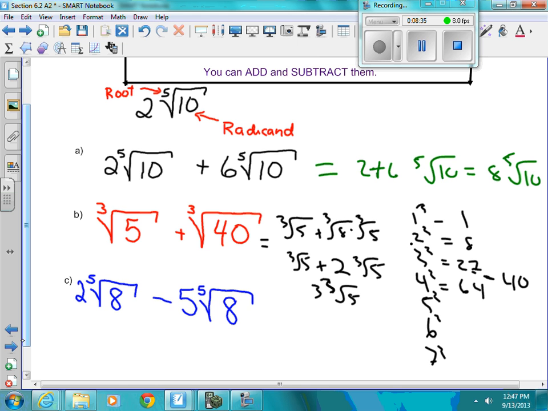I'll leave C for you. 2 minus 5 would be negative 3 cube roots of 8. Excuse me, fifth roots of 8.